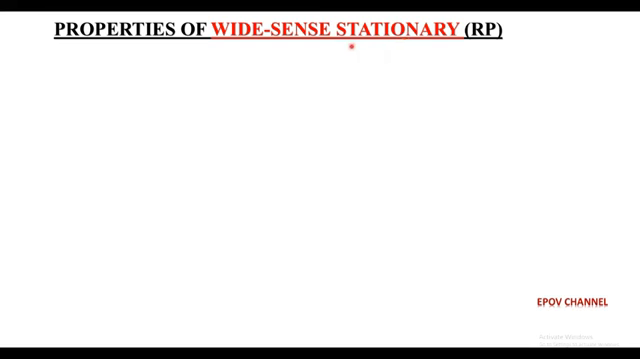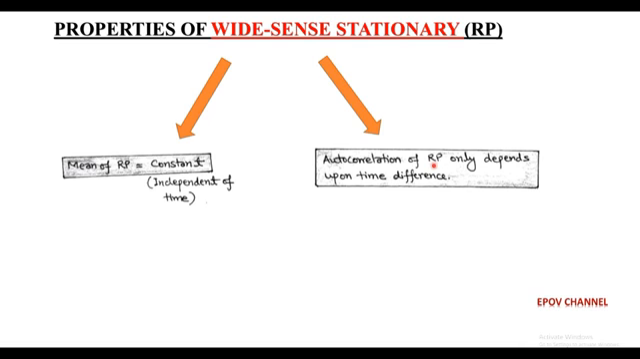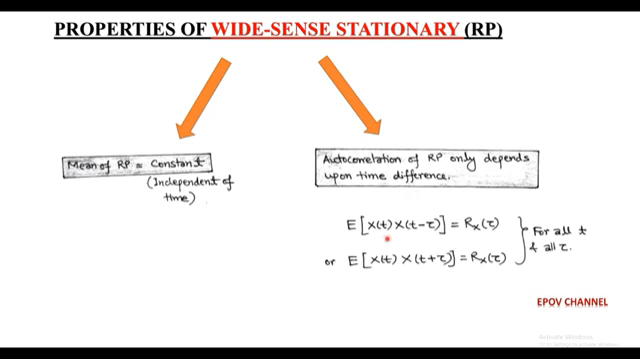First property is, for wide sense stationary random process, mean value is always constant, that is independent of time. Secondly, the autocorrelation of such type of random process depends only upon the time difference, that is expectation of xt minus tau, or expectation of xt plus tau is equals to r function of tau, that is for all values of t and tau.